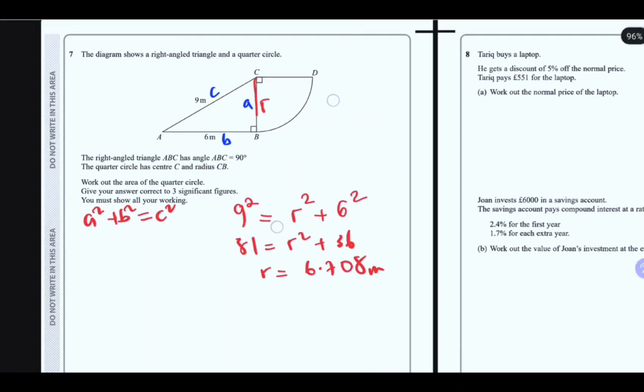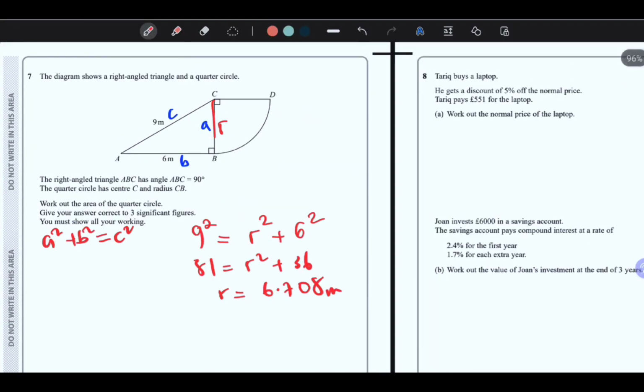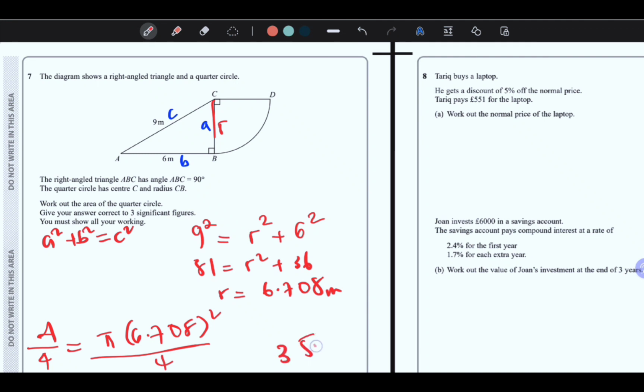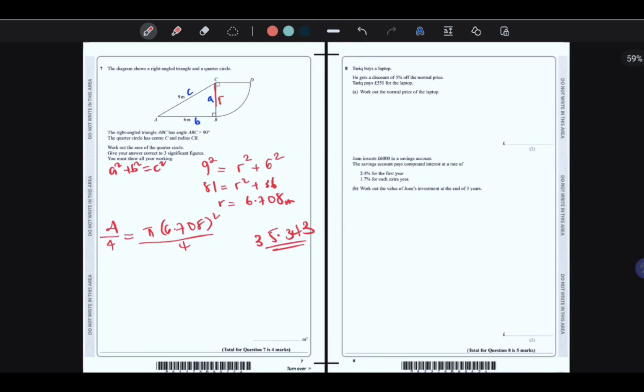Then we can now work out the area of the quarter circle, which is basically getting the area of a circle divided by 4. So this would be pi times radius squared, pi times 6.708 squared, divided all through by 4. And our answer would be 35.343. And they want us to give this to 3 significant figures, so our answer will just be 35.3. There we go. Next question.